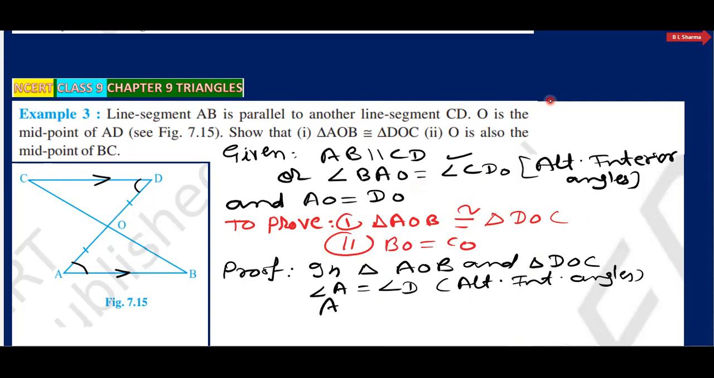AO is equal to DO. This is also given. AO is equal to DO. It is given. And angle AOB is equal to angle DOC. You know why? You will see here that this angle will be equal to this angle. These are vertically opposite angles.